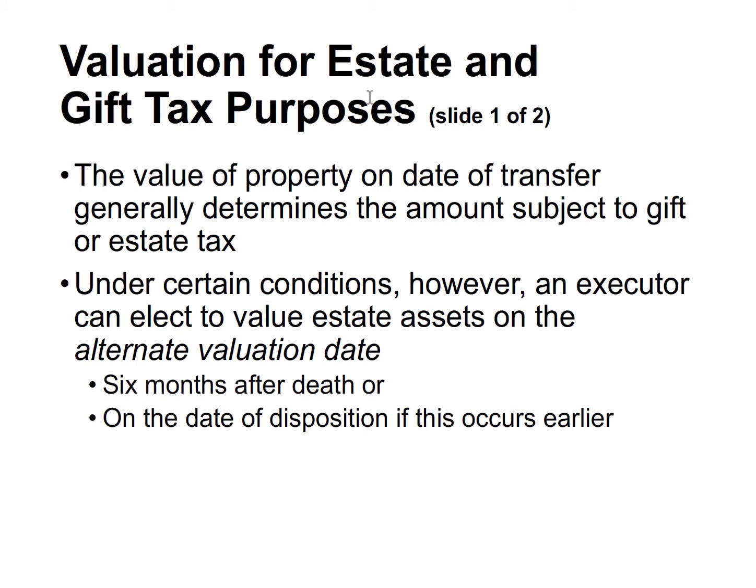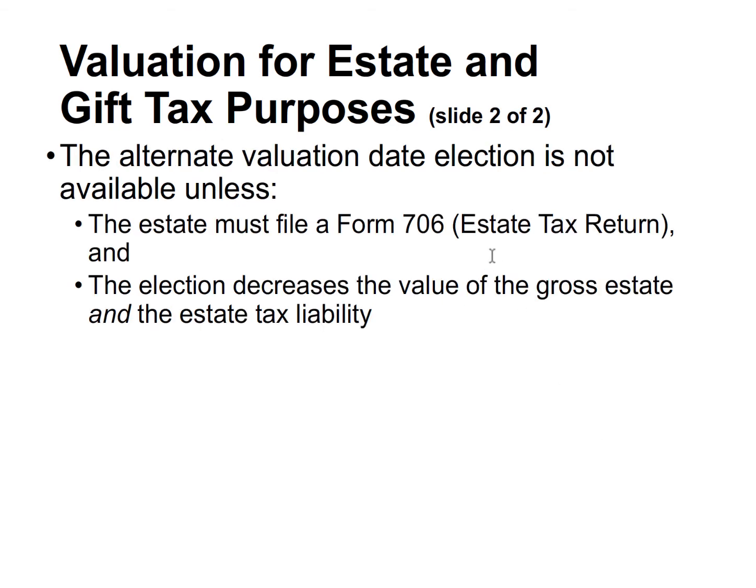Valuation. So again, for estate and gift tax purposes, we use fair market value. Generally, it's the value of the property on the date of transfer for gifts or the date of death for the estate tax. Under certain conditions, though, the executor of an estate can elect an alternative valuation date, which is either 6 months after death or on a date of disposition if this occurs earlier. The alternative valuation date election is not available unless the estate must file a Form 706 and the election decreases the value of the gross estate and the estate tax liability.